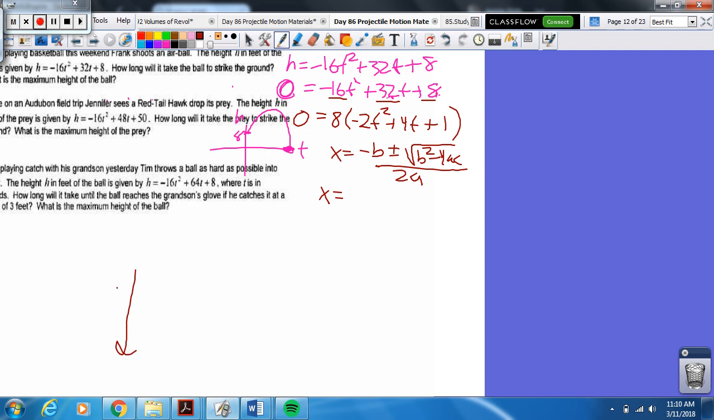How are you going to get the maximum height? Same thing. t equals negative b over 2a. This is the maximum height. And so t equals negative 32 over 2 times negative 16. This will be the maximum height. That's going to be the vertex, the t. Okay? So this is how you do these problems.